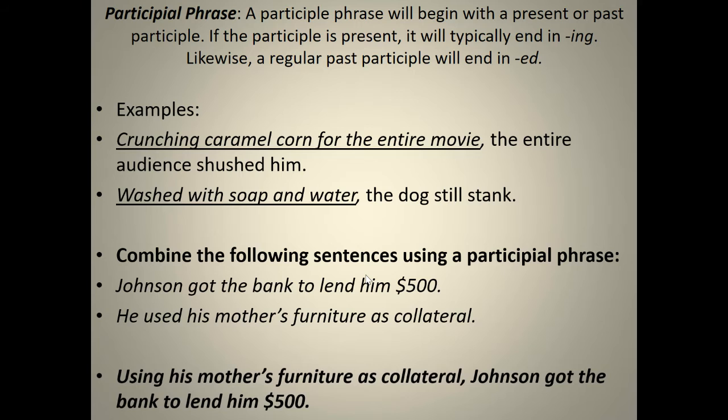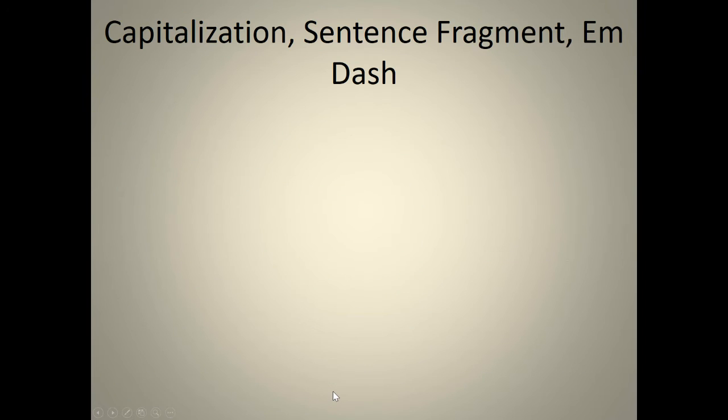Welcome back, scholars. Did you come up with something like this? Using his mother's furniture as collateral, Johnson got the bank to lend him $500. So here we have a present tense participial phrase. And this is also a periodic sentence because with this participial phrase coming at the beginning, we have our main idea, our independent clause that comes at the end.